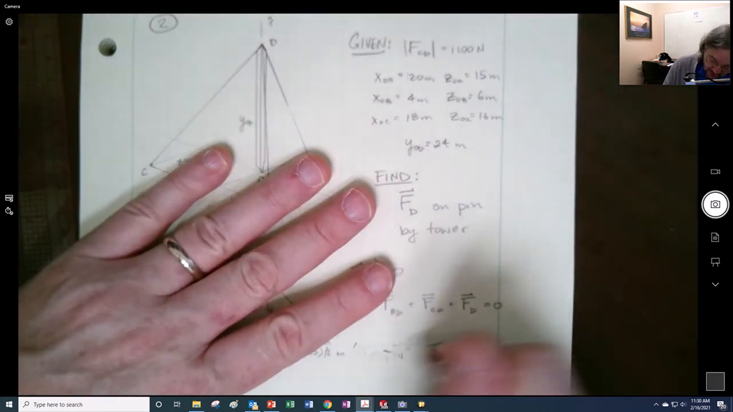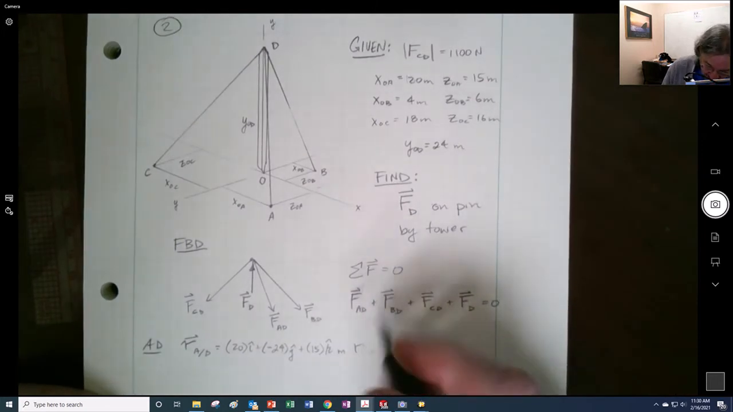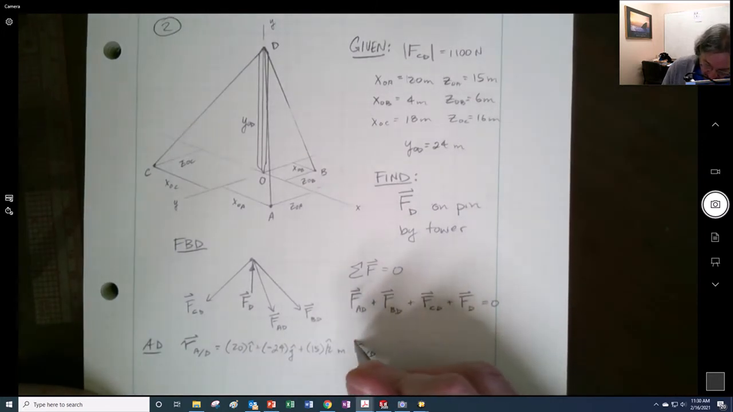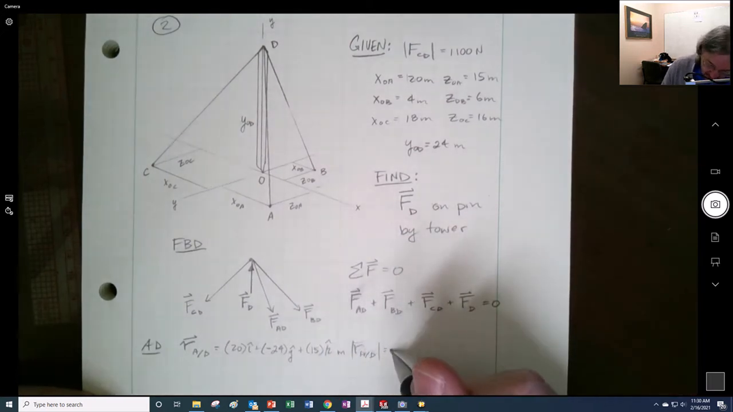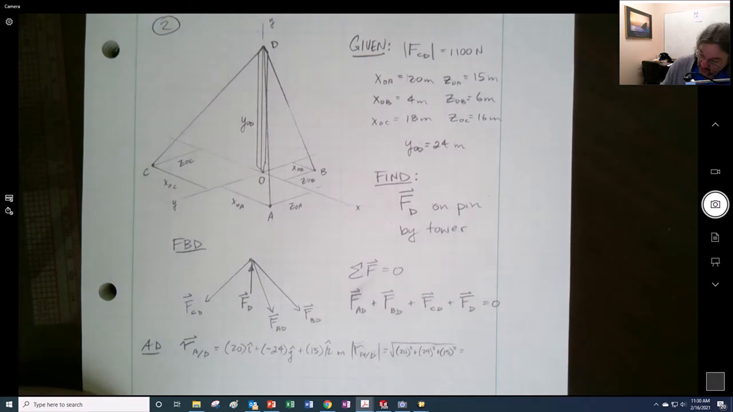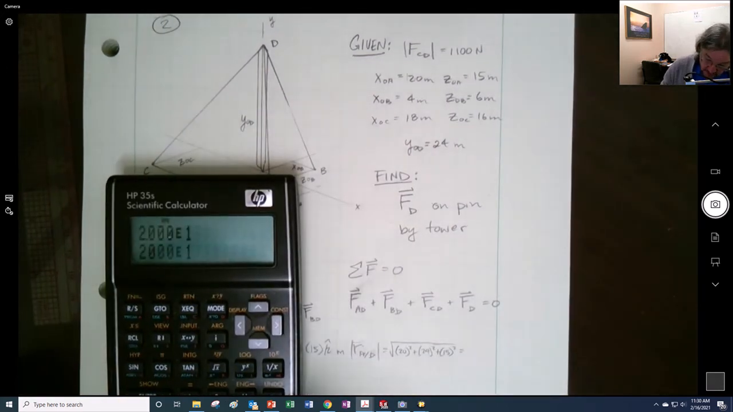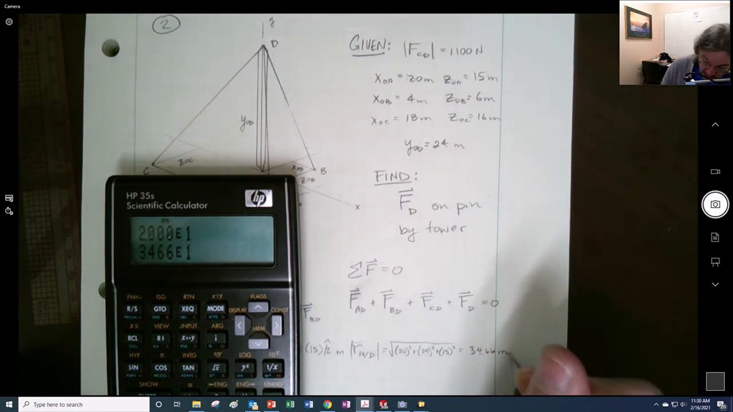And so r_AD. Let me scrunch this over to the side a little bit. I want to use less paper on this. My motivation is that my binder gets bigger. Well, I could actually leave the hat on as long as I put that on there. And so let's go 20 squared plus 24 squared plus 15 squared, square root. We get 34.66 meters.